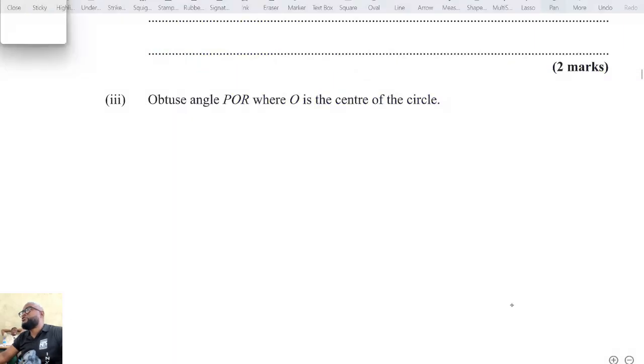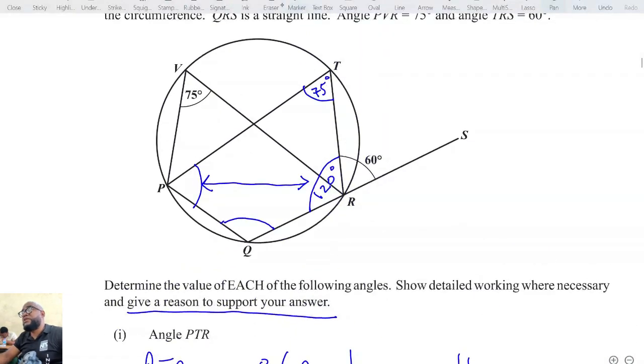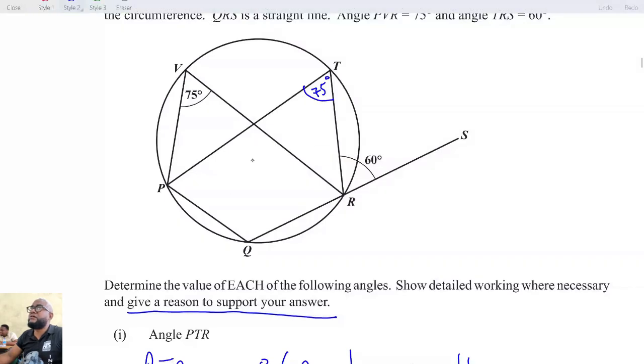There we go. So they want the obtuse angle POR, where O is the center of the circle. POR. Now point to note: they did not give us O here. So let me erase all this, the noise. P to O is not up there, and then R. So they said O is the center.